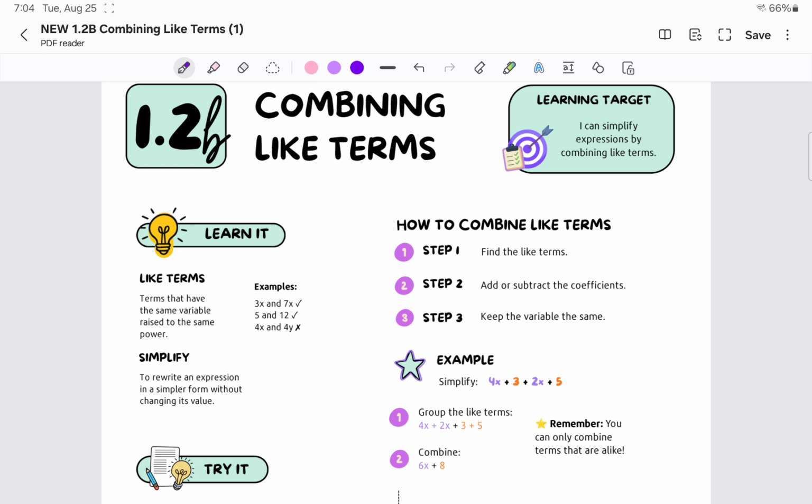Let's look at the steps. So first, we're going to find the like terms, figure out what has the same variable. Then we add or subtract the coefficients. Those are the numbers in front of the variable, and we keep the variable the same. So looking at this example right here, see how 4x and 2x, they both have an x, so we can combine those to 6x. And 3 and 5, they're both numbers, so we can combine them to just 8. Just a little reminder here, you can only combine terms that are alike.